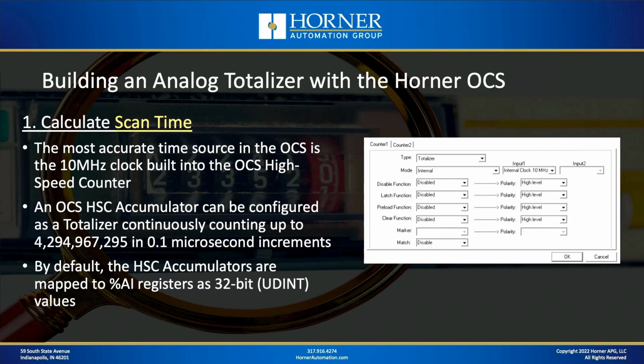So what you can do is go into the high-speed counter configuration, and even if you're not doing any high-speed counting in your application, you can configure the high-speed counter to have a totalizer using the internal 10 megahertz clock. Then you're going to end up with an analog input register that's double integer in size, continuously incrementing in 0.1 microsecond increments. By comparing the value in that accumulator between scans, you can very accurately determine the elapsed time since the last scan.